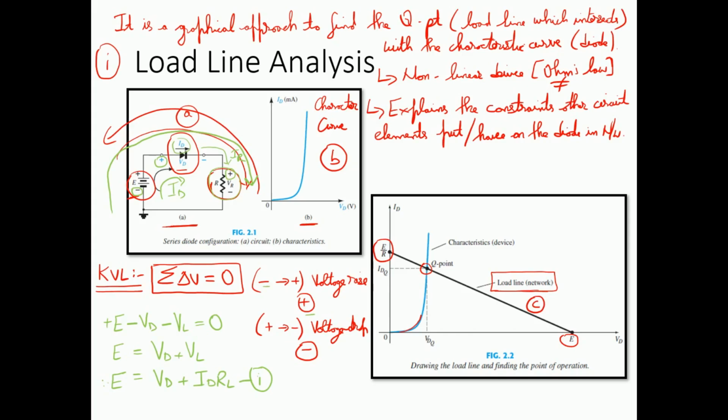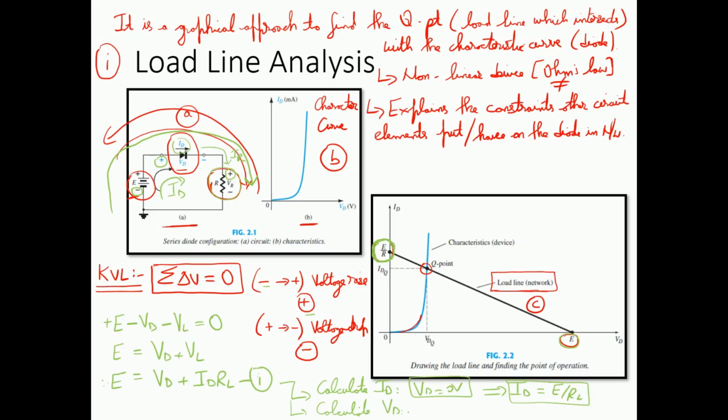Now what we want to do is calculate the maximum values for the current and the voltage. In order to do this, from equation 1 we can calculate the current Id and we can calculate the voltage Vd. In order to calculate the current, in equation number 1, let us take Vd equals 0 volts. This means that our equation 1 in terms of the current will be equal to E divided by RL. So this will be the maximum value, and you can see over here that the maximum value we got for the current is E divided by RL.